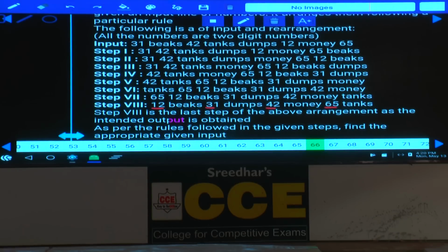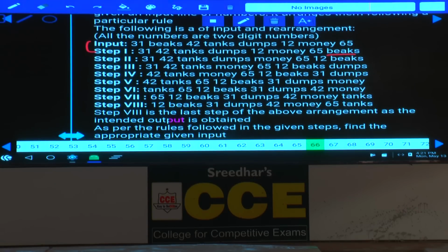In the alternate positions, numbers in the ascending order are arranged, and the remaining words, beaks, dumps, money and tank, are also arranged in the alphabetical order. Clear? First number, least word, next highest number, next highest word and so on. Then, now if you compare the input with step 1, tell me what is the change here? 31, 42. Beaks, the first word, has been arranged at the last place.